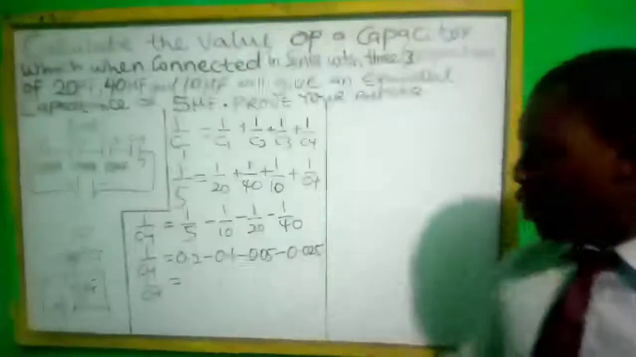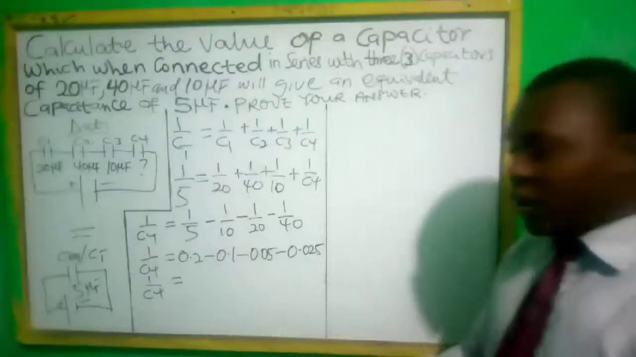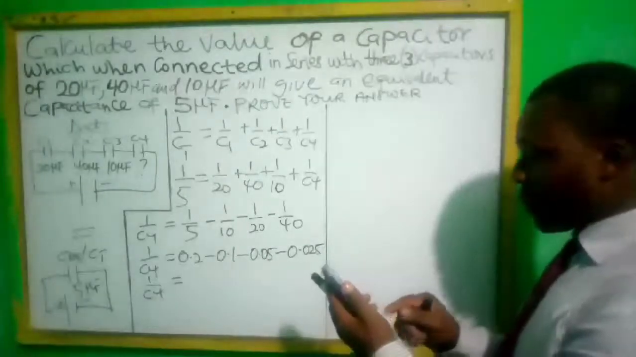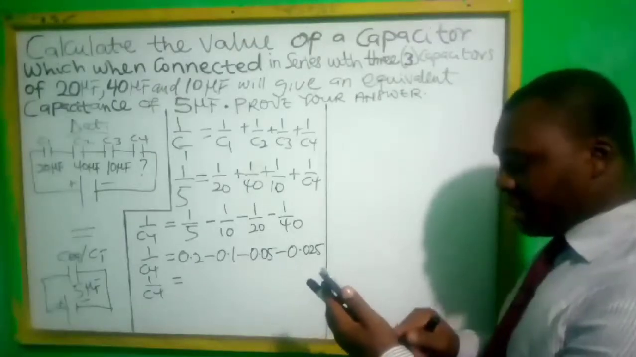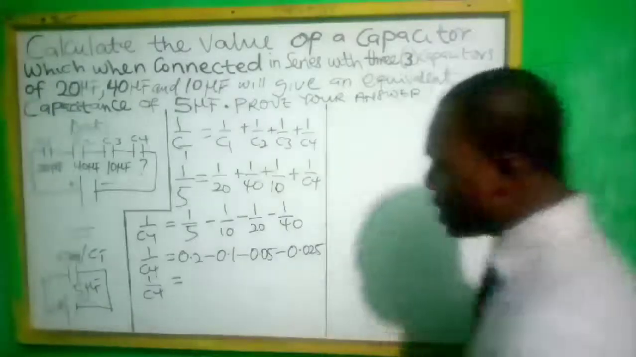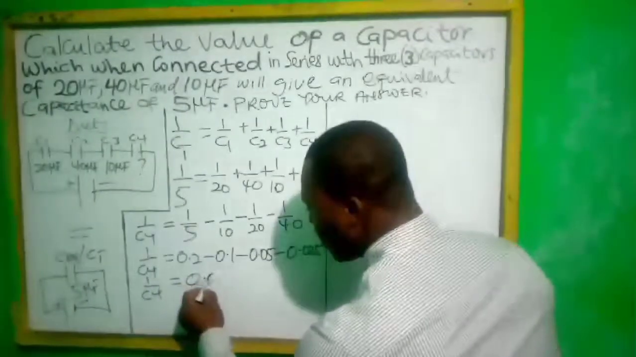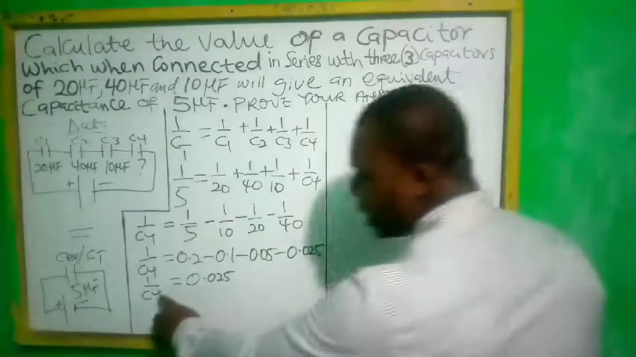So 0.2 minus 0.1 minus 0.05 minus 0.025. We have our answer as 0.025. When you get here, so simple.